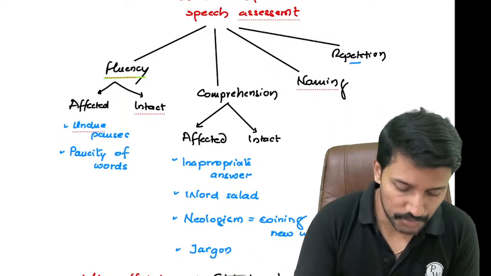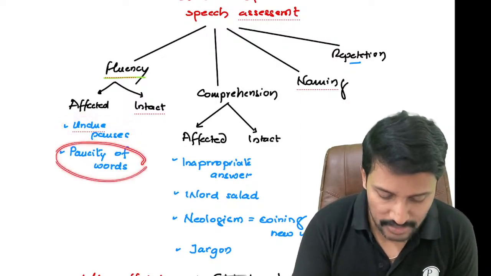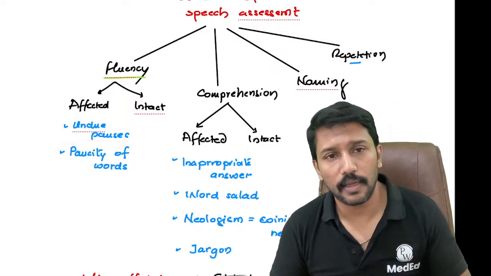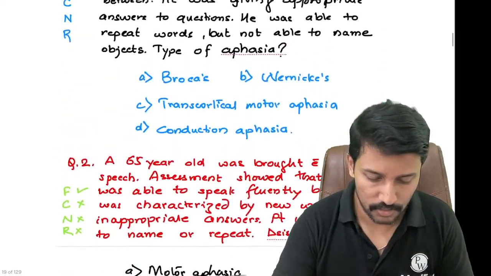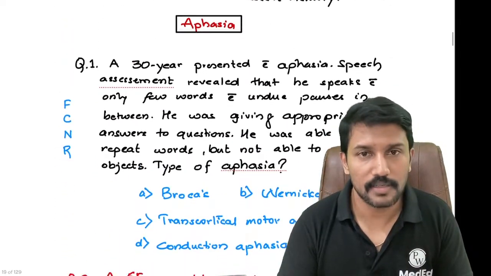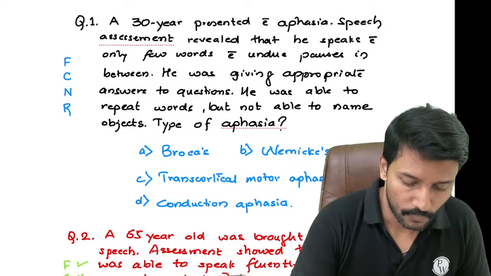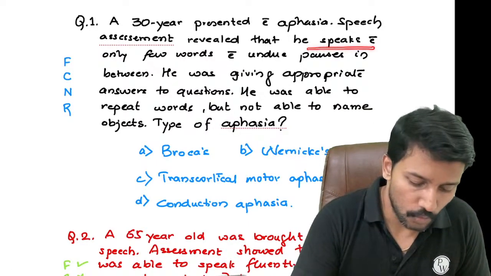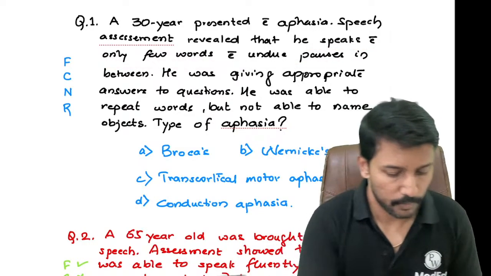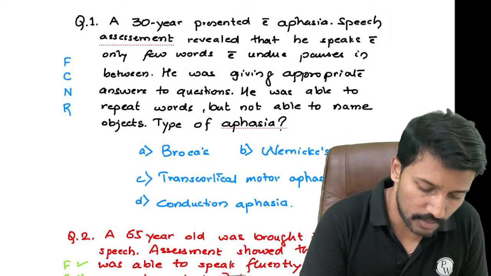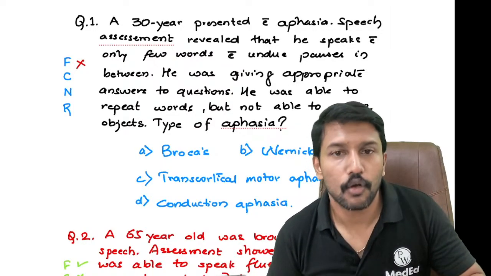So whenever a question says that the patient is taking undue pauses or there is paucity of words, it means fluency is affected. So now get back to this question. Look at it and tell me what is happening with this patient's fluency. He speaks with only few words and he is taking undue pauses. Means what? The fluency is gone, right? Fluency is affected.